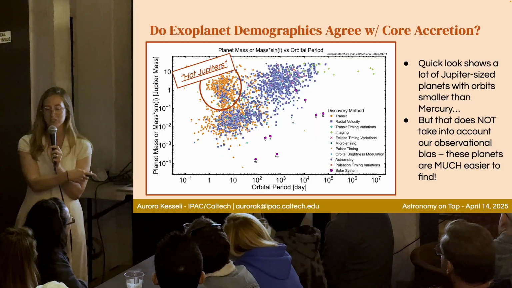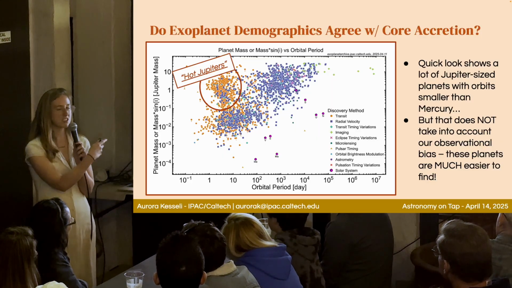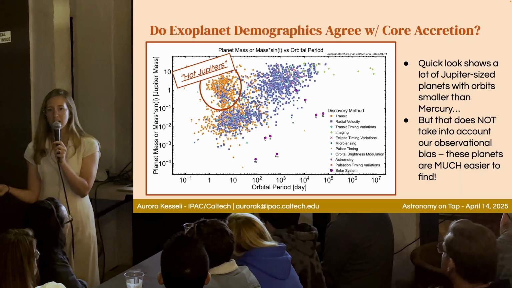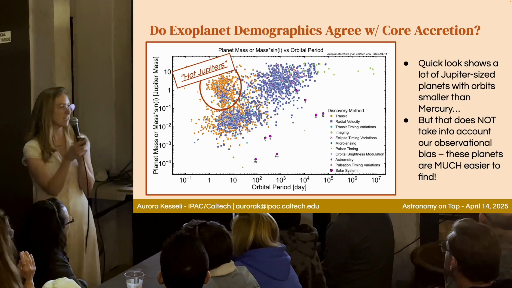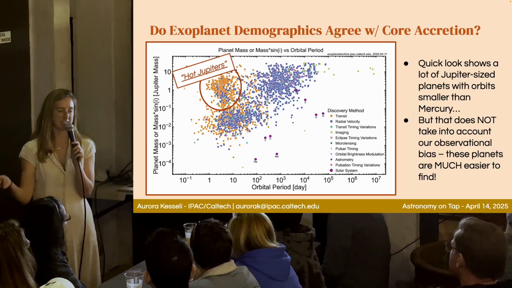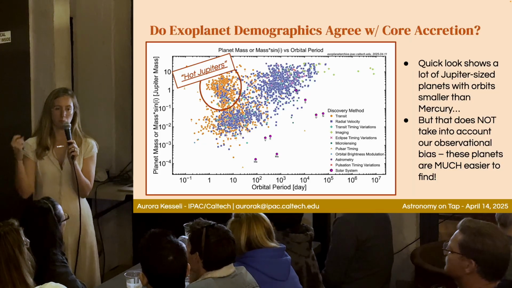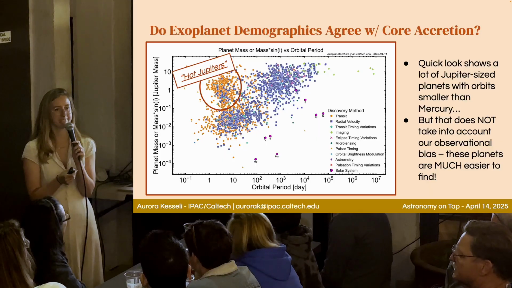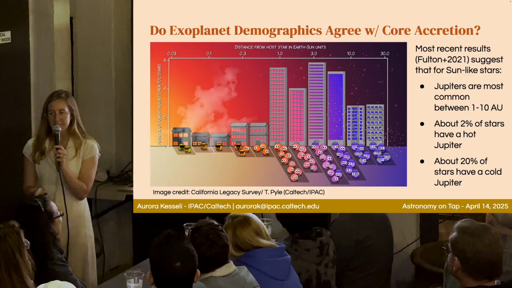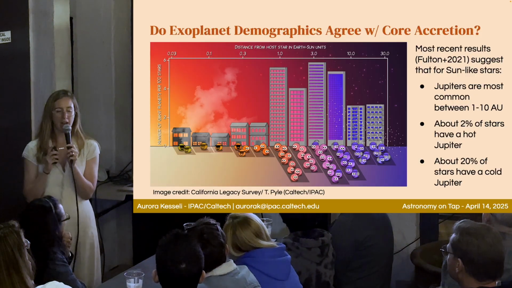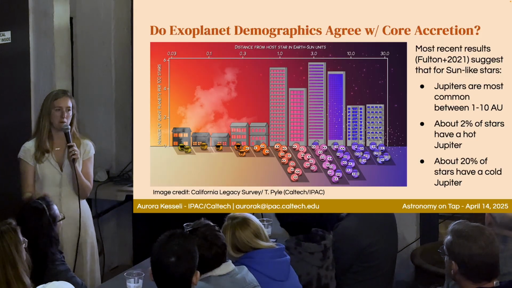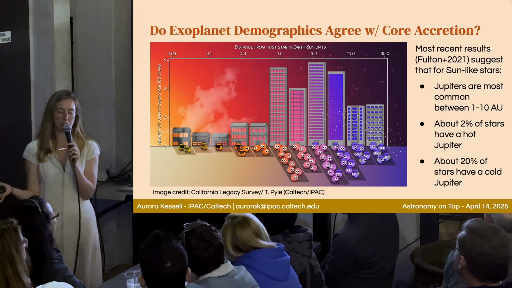What this plot does not actually show you, so this is showing you all the planets we've detected, is the underlying population of the actual exoplanets. These hot Jupiters are way easier to detect than any other planets. That's because they're close in and they're really big, so they have a really large effect on their host star. There was recently a study that tried to actually find what the underlying population of Jupiter-like planets was by correcting for all of these biases that we have in our detection methods.